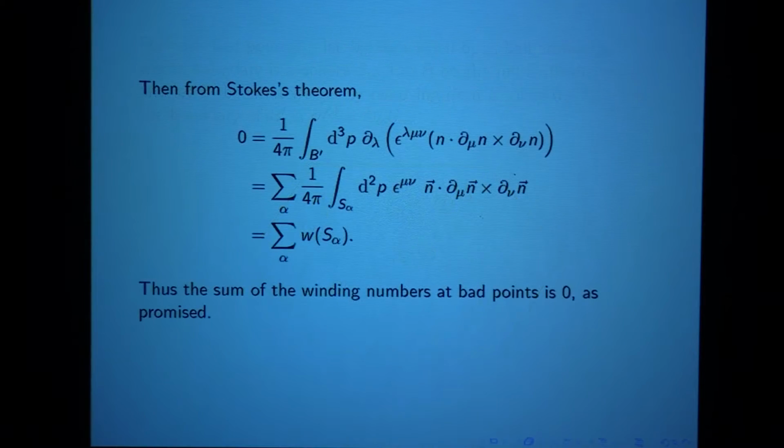So we're going to do Stokes' theorem on B prime. The identity we had before was that this expression is 0. So it's 0 even before we integrate over B prime, so it's certainly 0 after we integrate over B prime. And now we integrate by parts on B prime, but when we integrate by parts on B prime, we pick up surface terms, but the only surfaces or boundaries are on the S alphas.